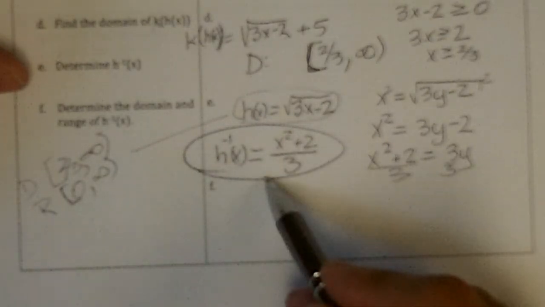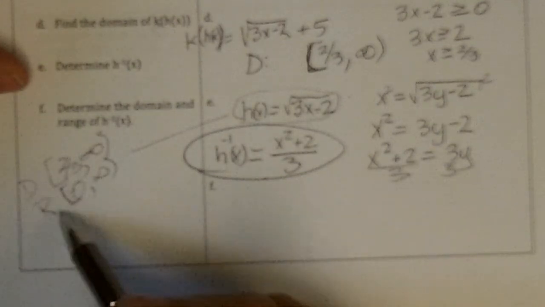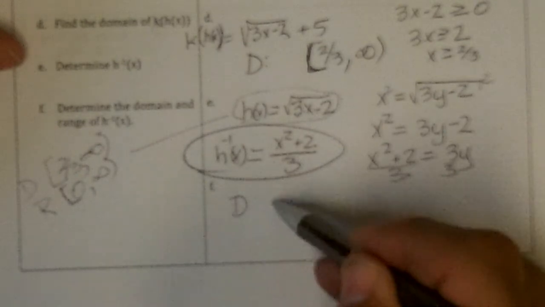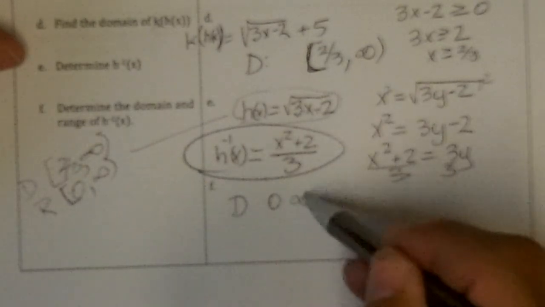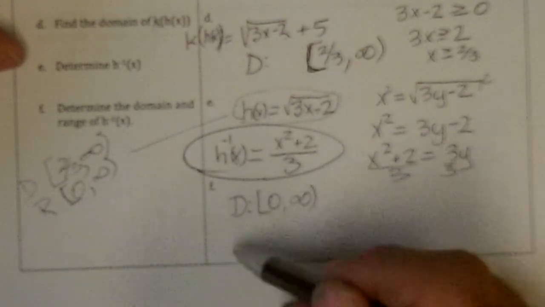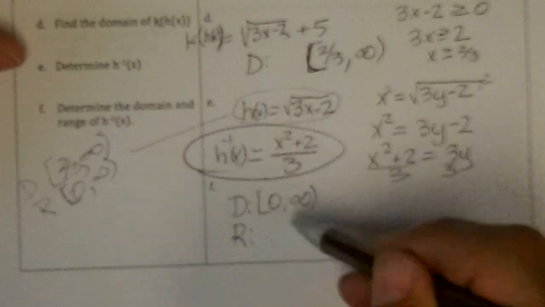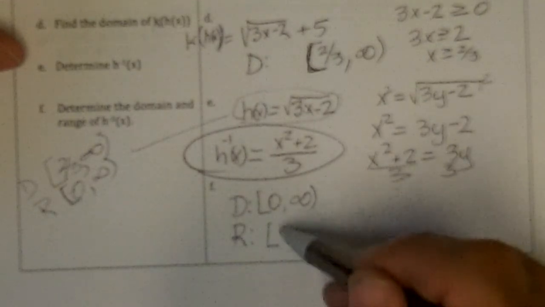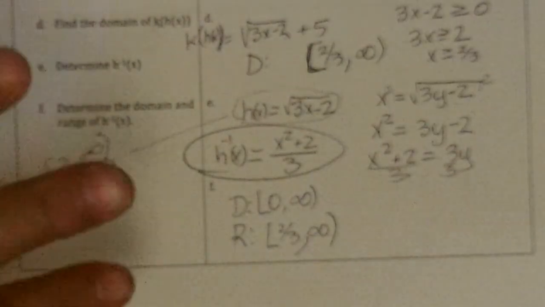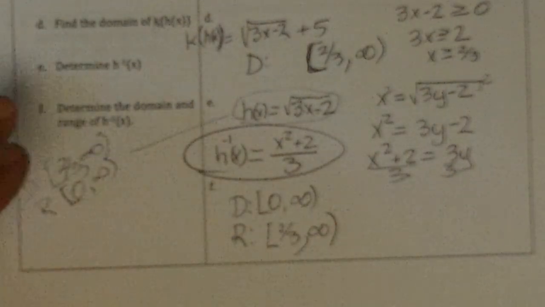So for h inverse, it's just the opposite. The domain is going to be from 0 to infinity, and the range is going to be 2/3 to infinity. They swap. Okay?